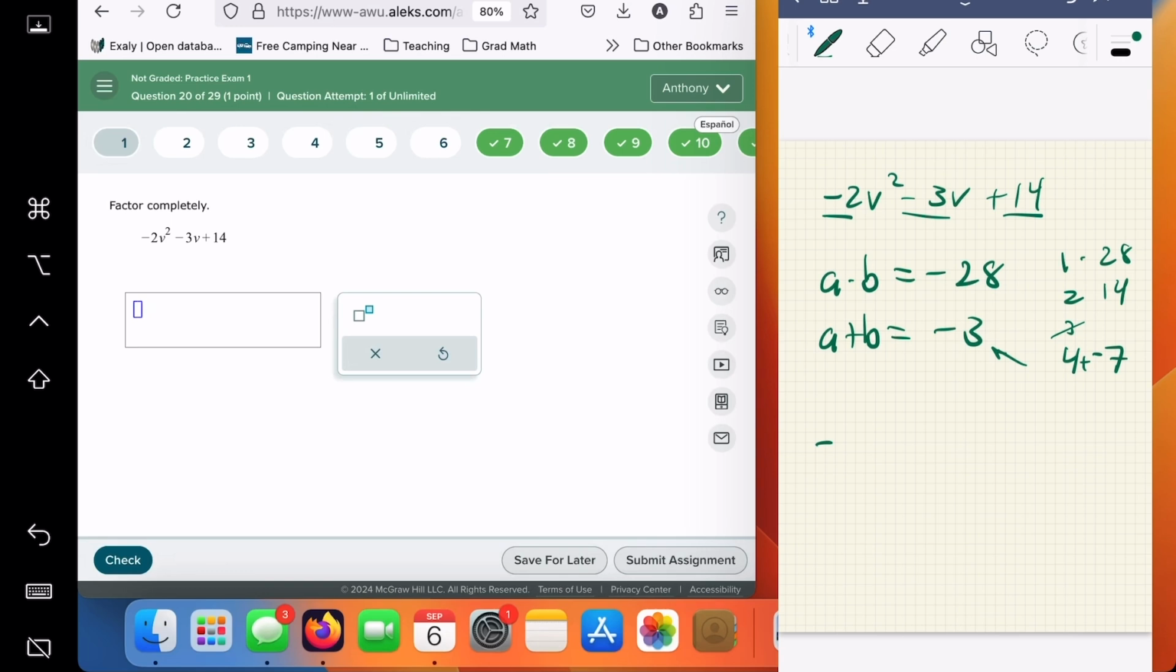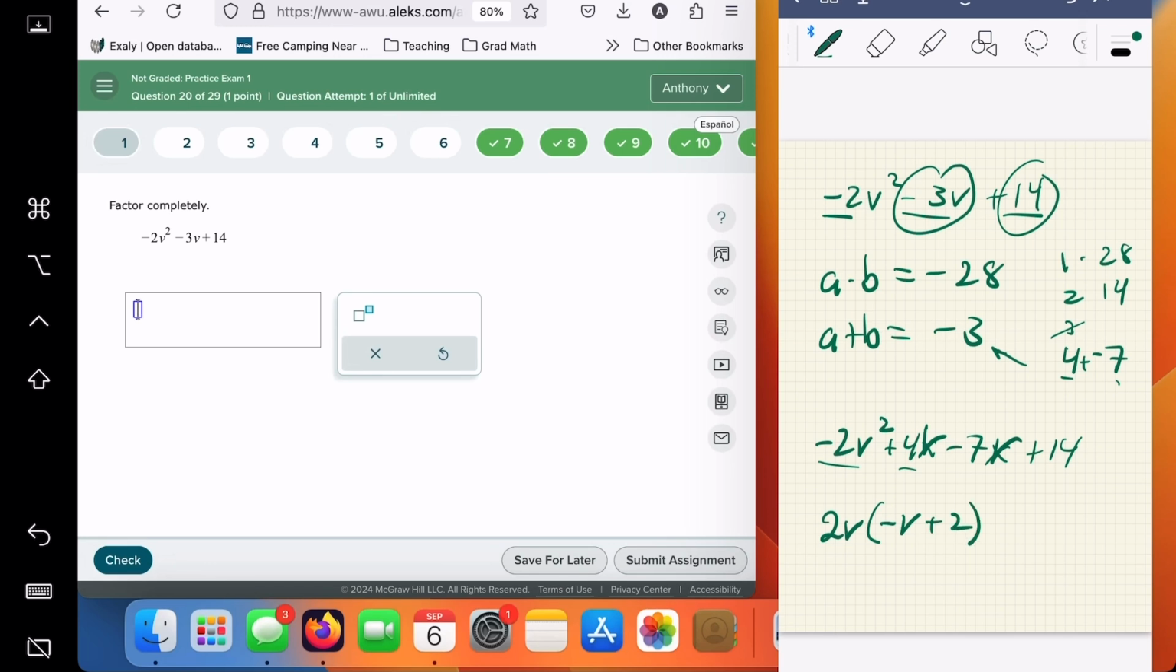Okay, so I write the first term, and then instead of writing this middle term, I use these two numbers as coefficients on x, plus 4x minus 7x. Then I write the last term, plus 14. What do these two have in common? Oh, sorry, I started writing x's instead of v's. There we go, v. All right, what do they have in common? Well, it's kind of up to me if I want to factor out a negative 2 or not. So I'll just leave the negative in, and I'll factor out a 2v. Okay, so now what's left over is a negative v plus 2. Great.